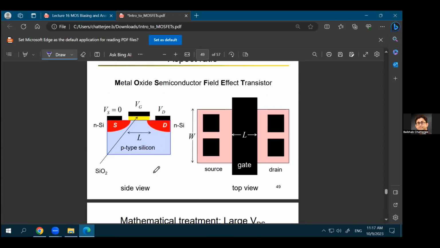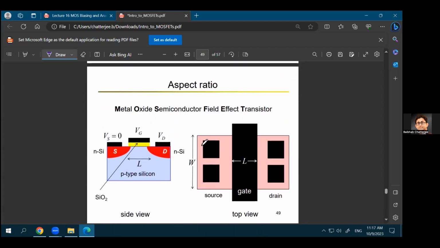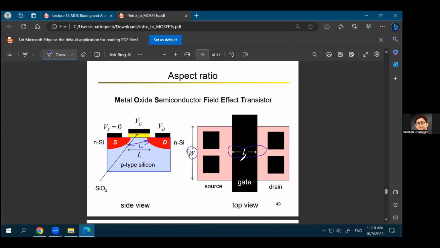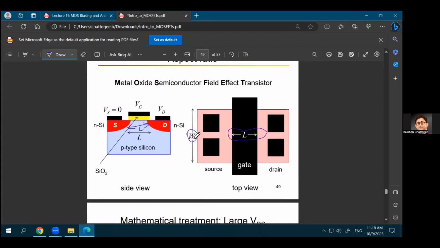Okay, again, aspect ratio is something that you'll be asked to find out whenever you are asked to design a MOSFET. So what we are being asked is to find out what is the W over L ratio. W is the width of the MOSFET, L is the length of the MOSFET, or the length of the gate. So that's the length below the channel, that's L. And W is the other dimension, the third dimension, which you see in this top view, that is your width of the MOSFET.